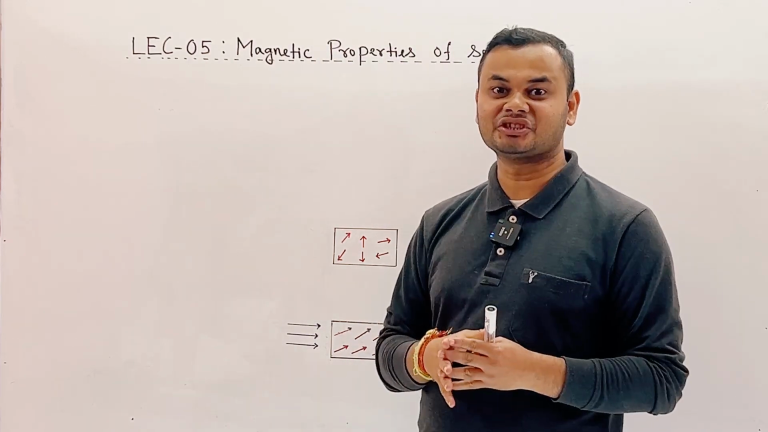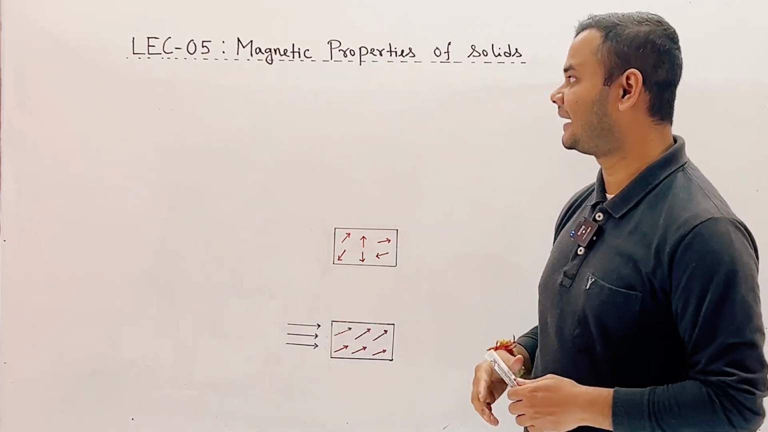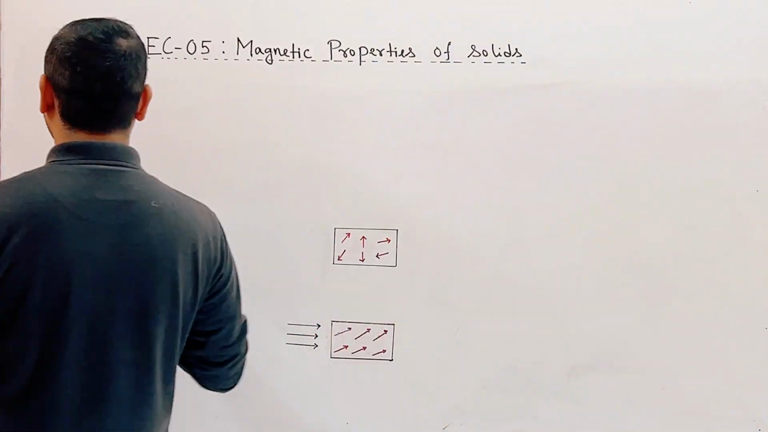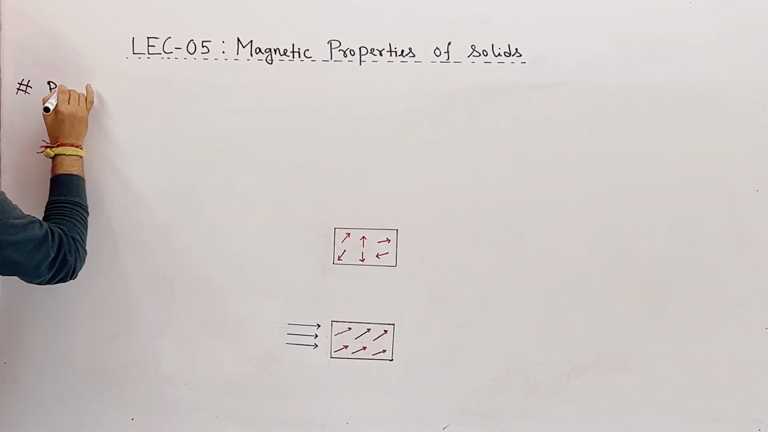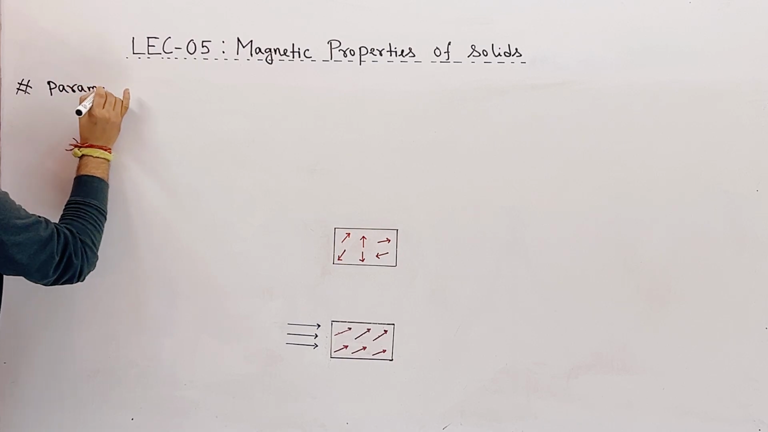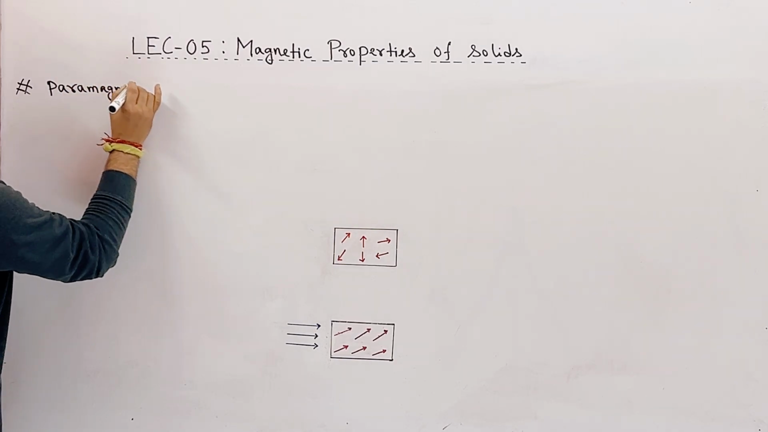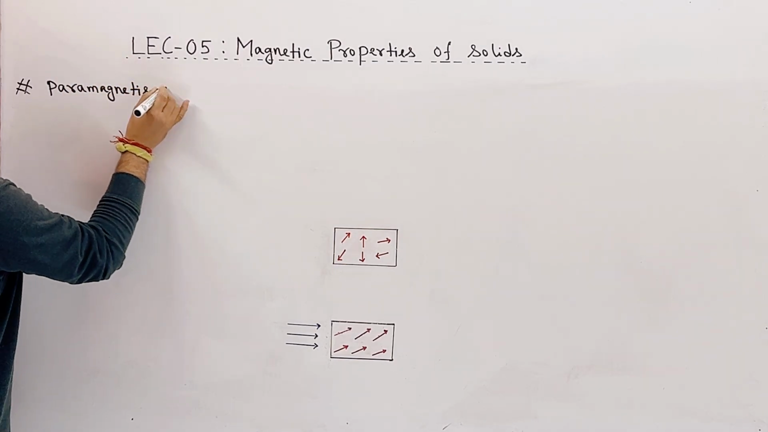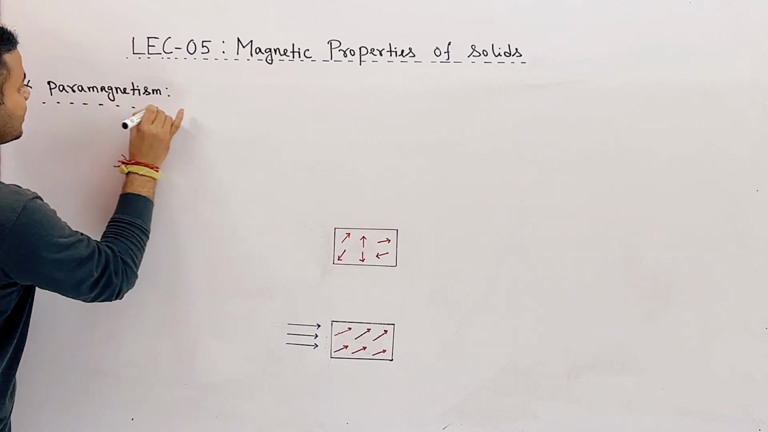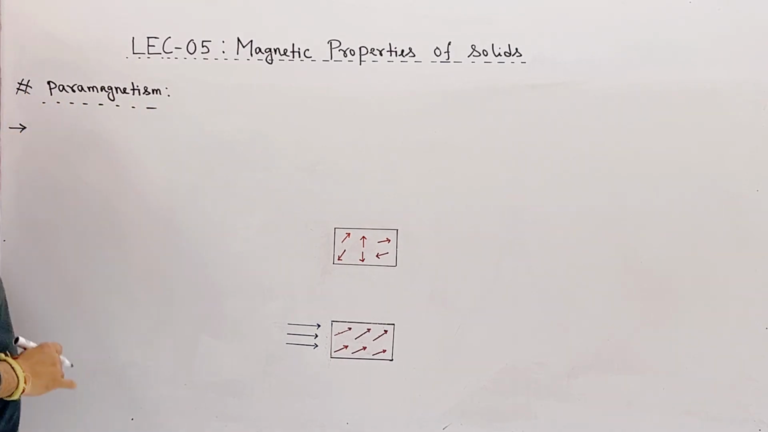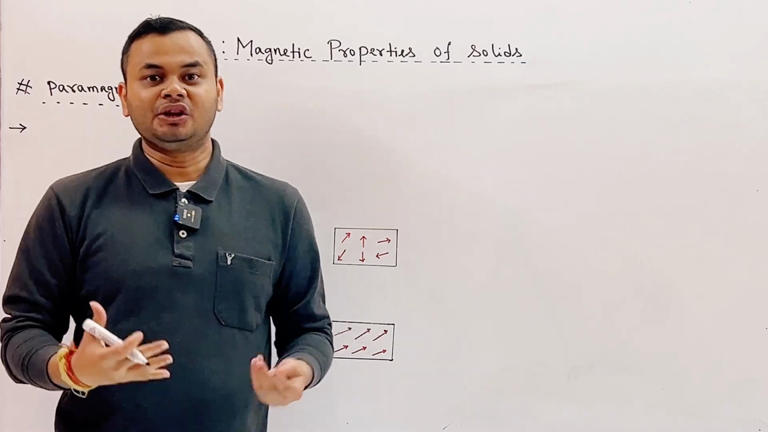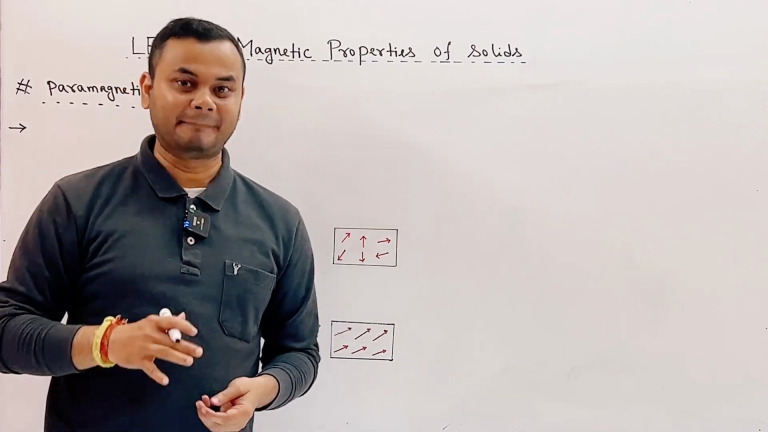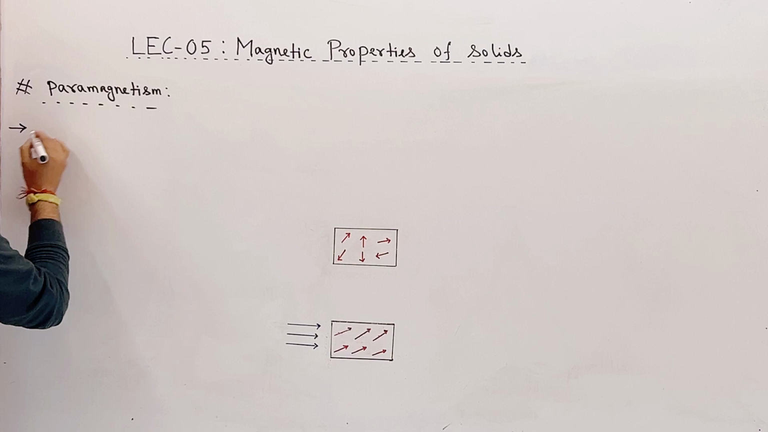First, let me mention some important points regarding paramagnetism. Number 1. Students, paramagnetism occurs in those atoms or ions or molecules which have permanent magnetic dipole moments.